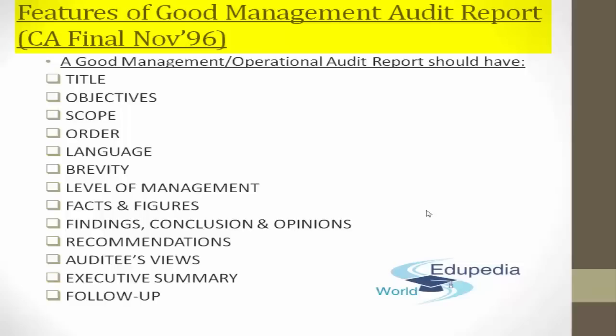So you can incorporate all these things in your report, and the findings may be given department-wise or in some good order of importance.